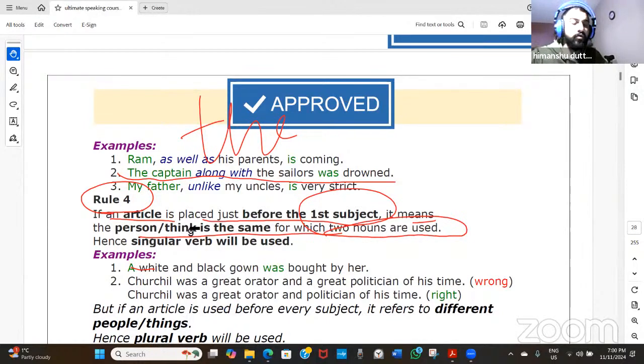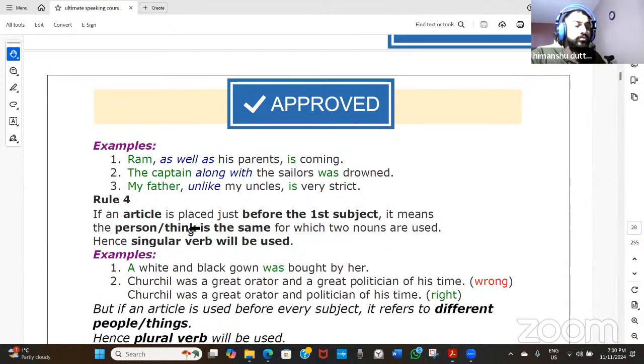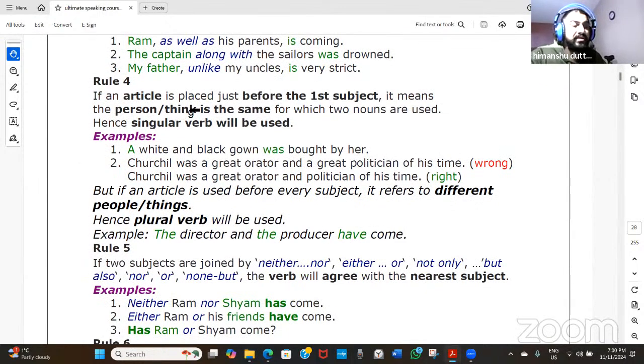So in that scenario, was or were would be used because it is a singular one, because it is talking about the article used before the first subject. So if the first subject has that a, then it'll be the same. A white and black gown. It's one thing. That is why it is singular. So that is why was is used with that. Okay. Then let's see the other example.